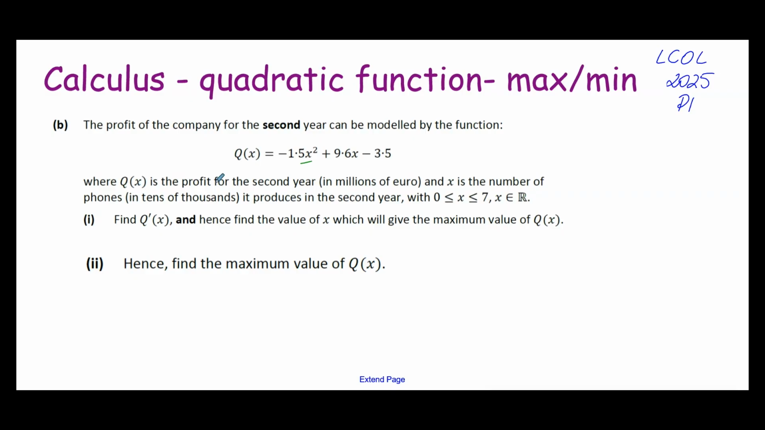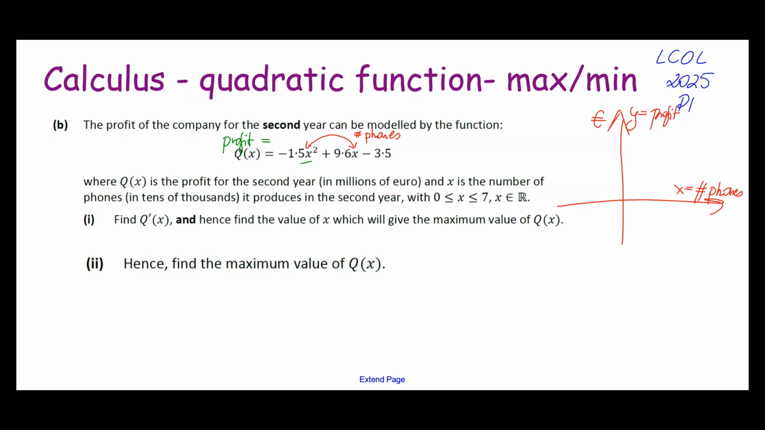And they are saying that q of x is the profit. So this here, that's my profit. And the profit is given in millions of euro, and x is the number of phones, in tens of thousands, it produces in the second year. So those two x's here represent number of phones. So again, we have to understand that my x here will be number of phones, and this y here will be profit, and really that profit is the number of euro we're going to have.